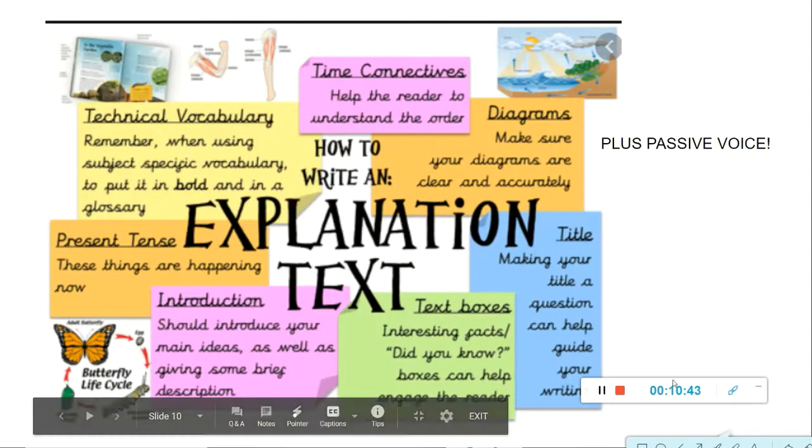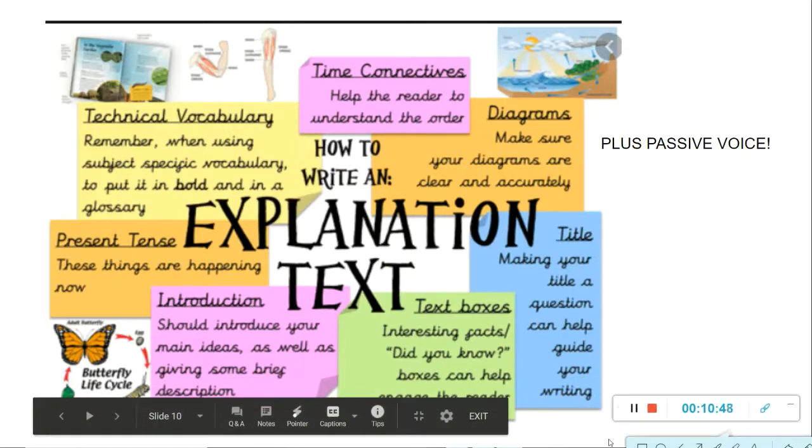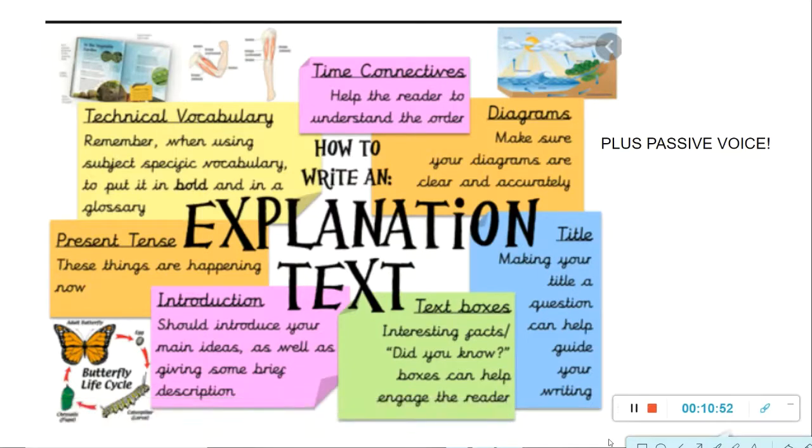So here is an overview of the things that should be in an explanation text. I've added plus passive voice. Technical vocabulary, really important. Time connectives. Often it's firstly this, then this. If you're talking about evolution, we could talk about firstly a genetic mutation happens, then it is passed down. So those are time connectives.